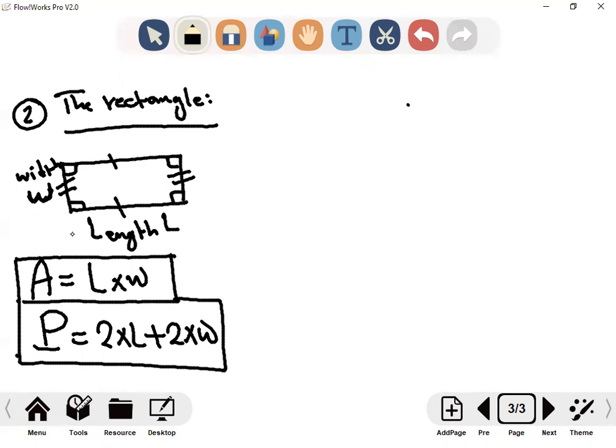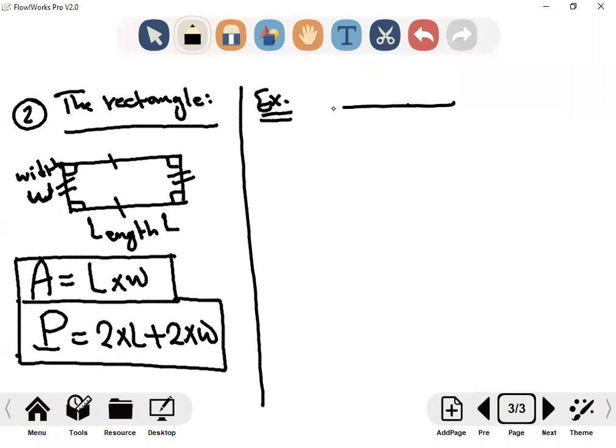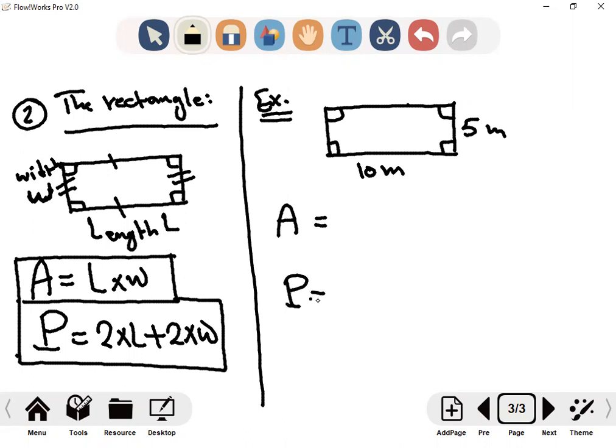Okay, let's take example for the area and the perimeter of a rectangle. Example, for this rectangle with length 10 meter and width 5 meter, okay, let's find the area and the perimeter. Area and perimeter.